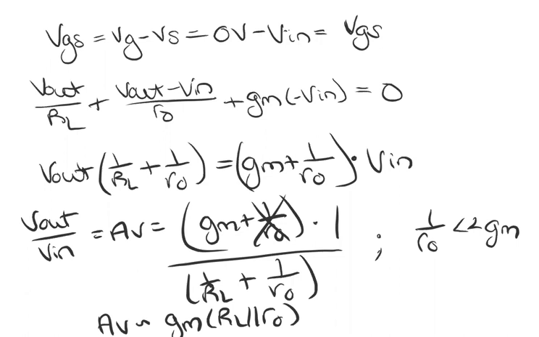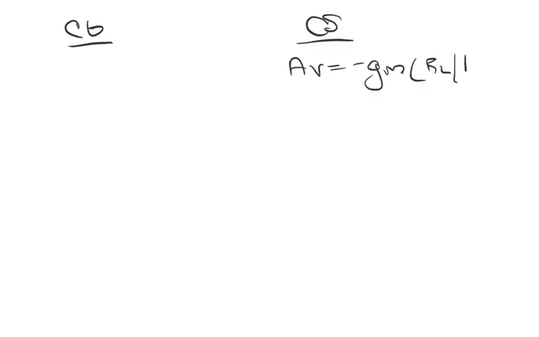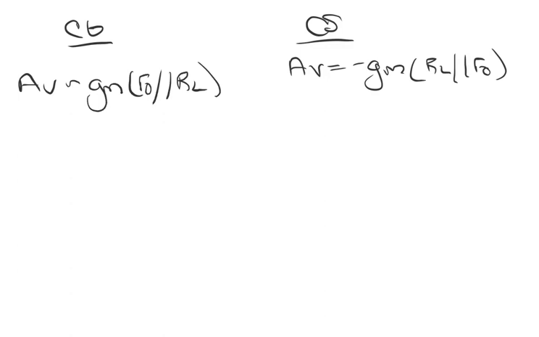What does that look like? That looks very similar to the gain of the common source amplifier with the resistive load RL. So if we compare the two, common source and common gate, I would have the voltage gain of the common source to be minus gm times RL in parallel with R naught. For the common gate, I have voltage gain to be approximately gm times R naught in parallel with RL. So very similar gain magnitude. The difference is in the sign. A common source amplifier has a negative sign.